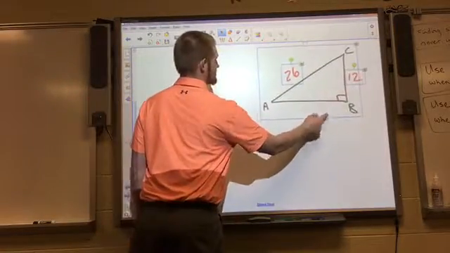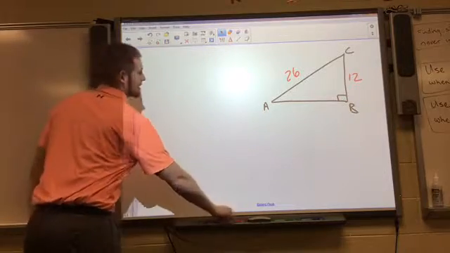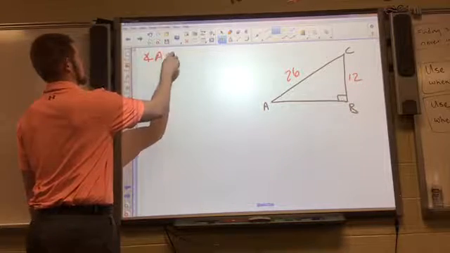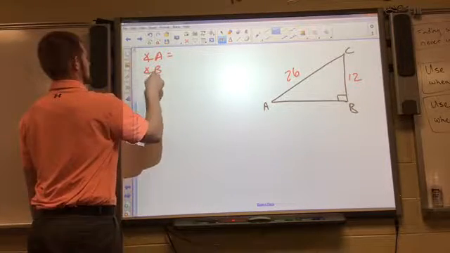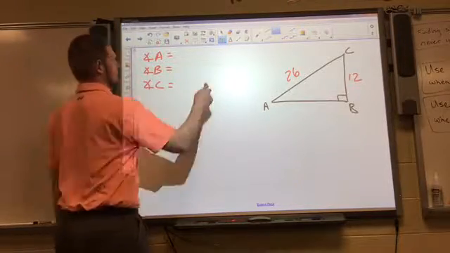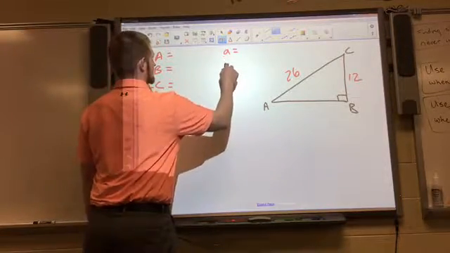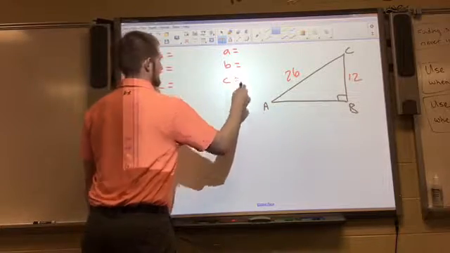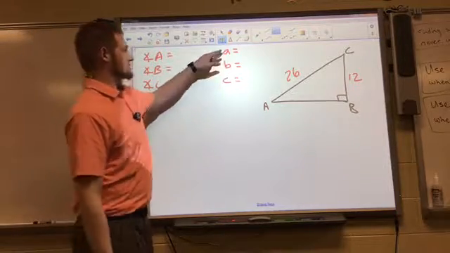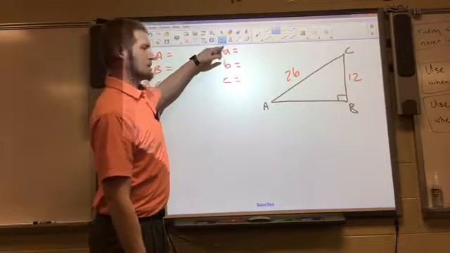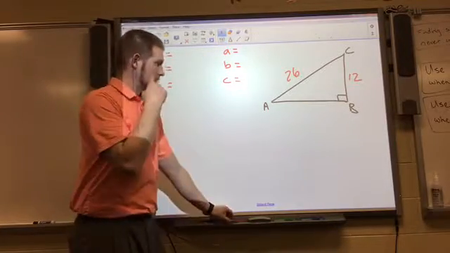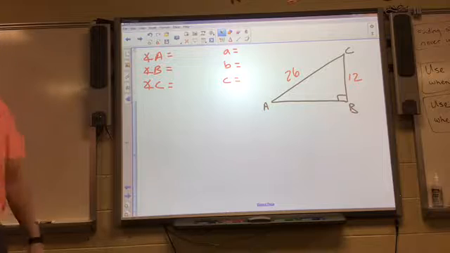So as I'm doing this, obviously I'm going to need angles A, B, and C, right? So I'm going to need angle A, I'm going to need angle B, and I'm going to need angle C. And I'm also going to need side A, side B, and side C. Okay. If you wanted to label this like AB, segment AB, segment BC, segment AC, that's fine as well. I don't care how you label it, as long as I know what you're talking about.